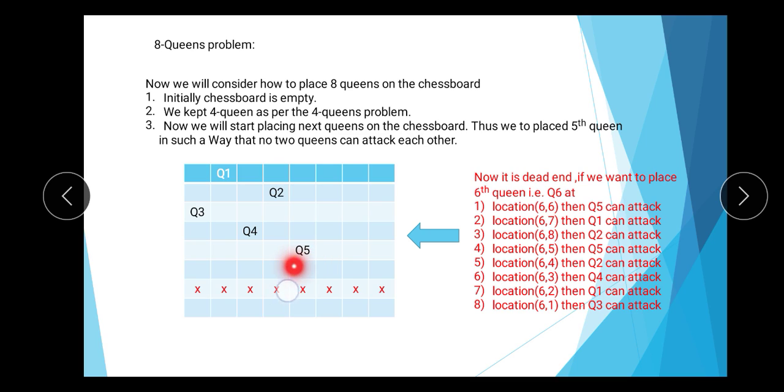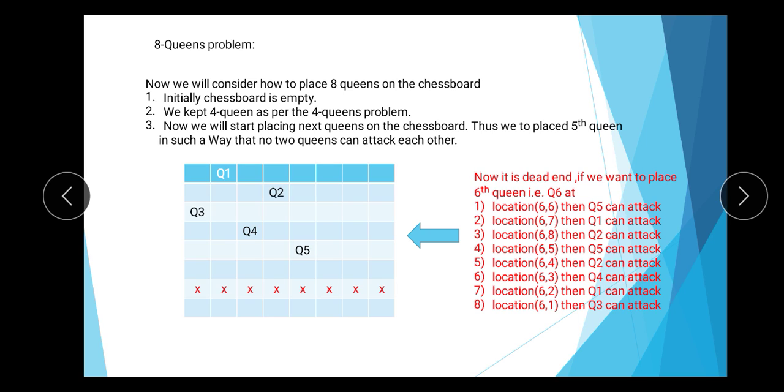Similarly, we cannot place q6 here because there is a direct attack by q5. Similarly, we cannot place q6 here because this is the diagonal position to the q4, so there is a direct attack. We cannot place q6 here because this is a diagonal position to the q5, so there is a direct attack by q5. Similarly, we cannot place q6 here because there is a direct attack by q1. So there is no place remaining to place our sixth queen in any position.